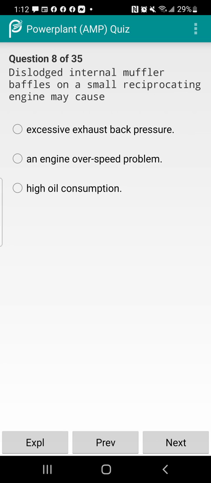Dislodged internal muffler baffles on small reciprocating engines may cause excessive exhaust back pressure.